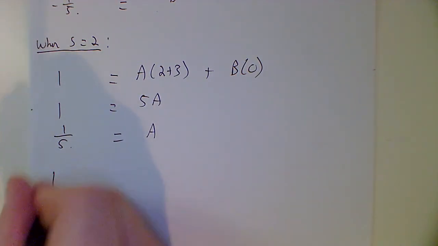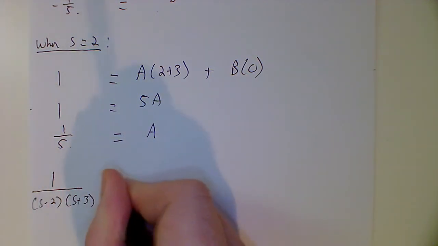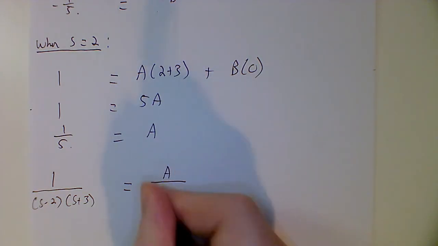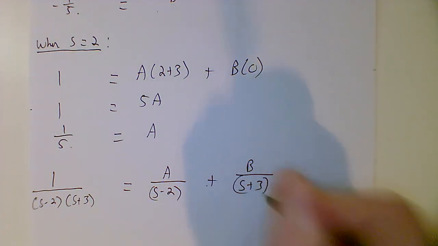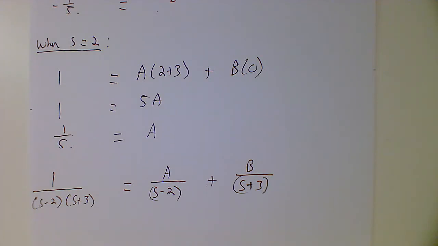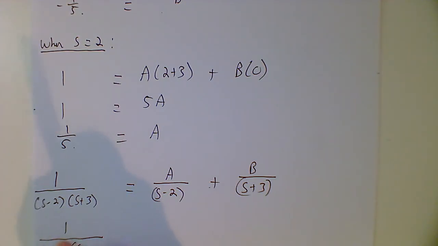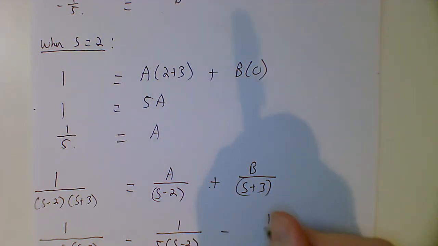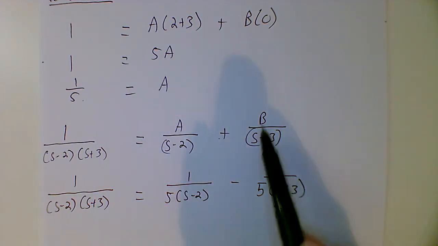So I had 1 over (s − 2)(s + 3) equals a over (s − 2) plus b over (s + 3). Right, that's what I had when I started my partial fractions. Now I've worked out that a is a 5th and b is negative a 5th, so that means that really it's 1 over 5(s − 2) take away 1 over 5(s + 3). Okay, because a was a 5th and b was negative 1/5.